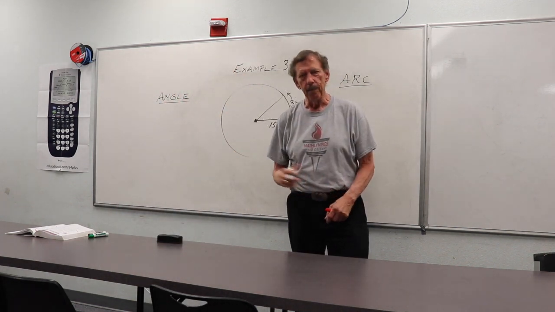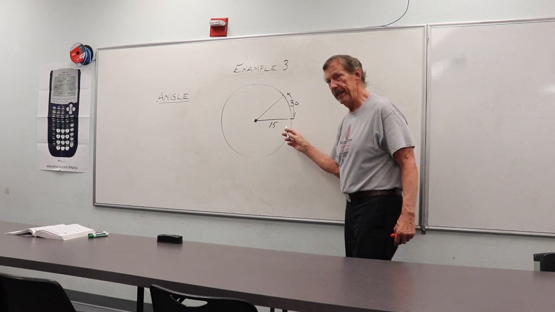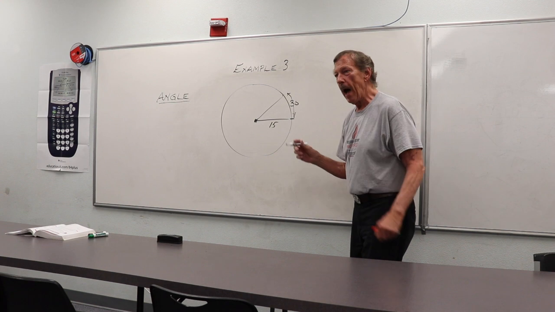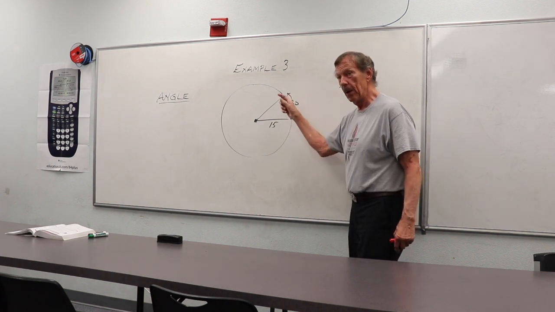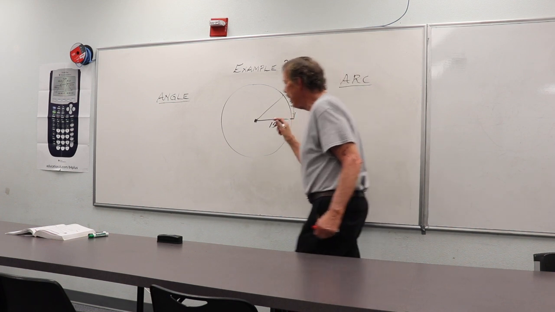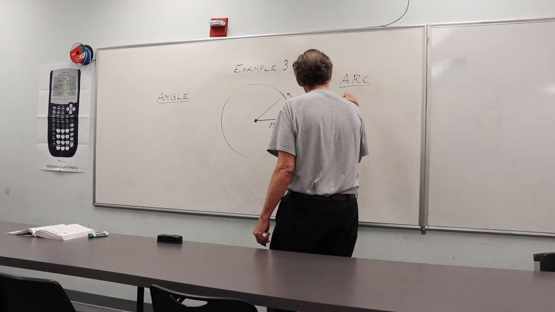In this example, we have a circle, radius 15, and a 30-degree arc. We want to know how long that arc is. So we need to find out how big a piece of the circle it is.